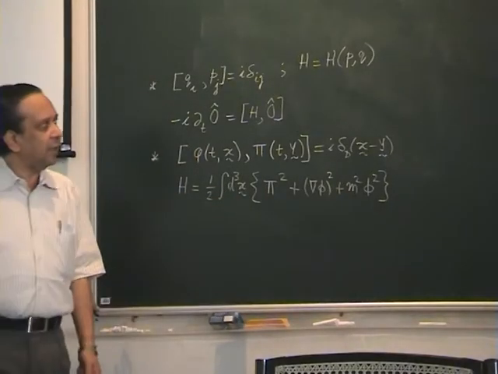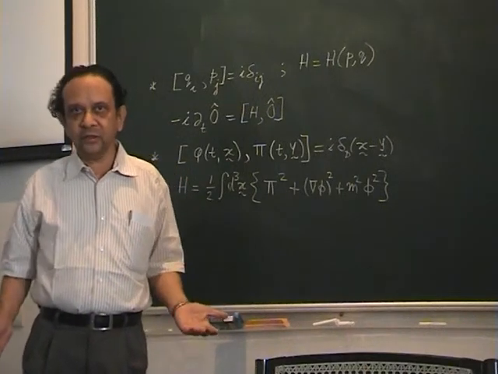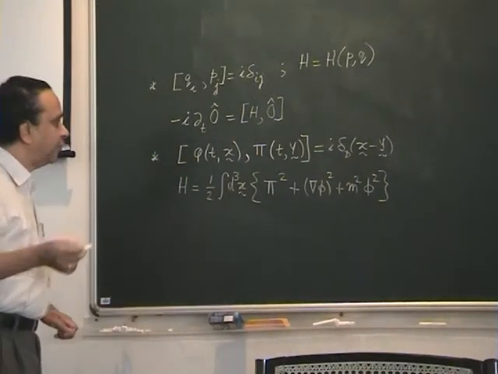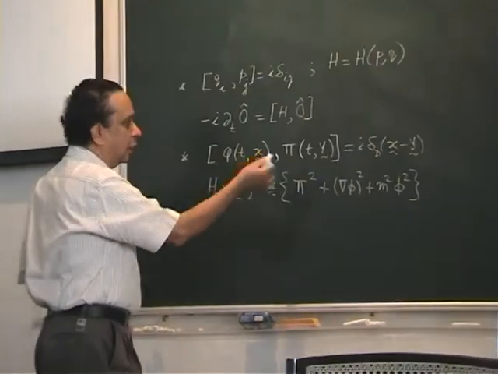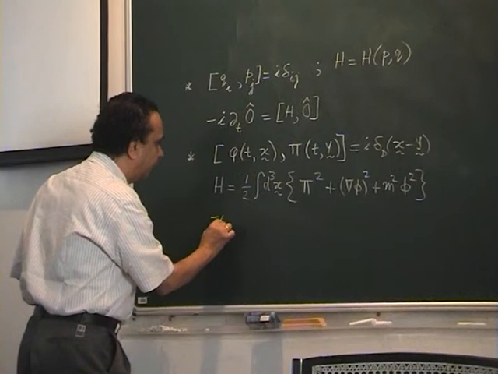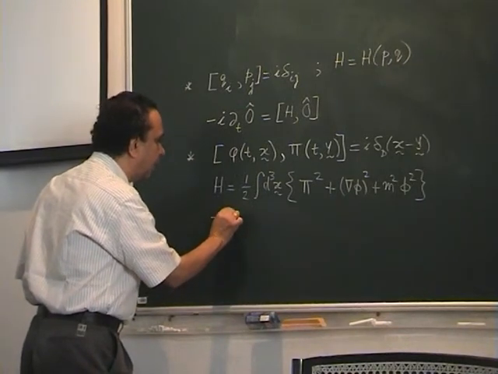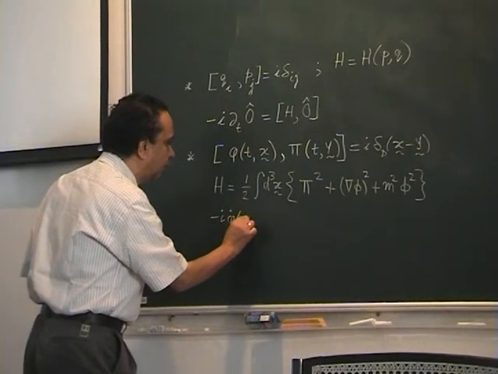So the only non-trivial task is to evaluate these kinds of commutators. Okay, so let us do that. So first we want to know how phi itself changes with time. So let us write minus i phi dot evaluated at, let us say, some point y.